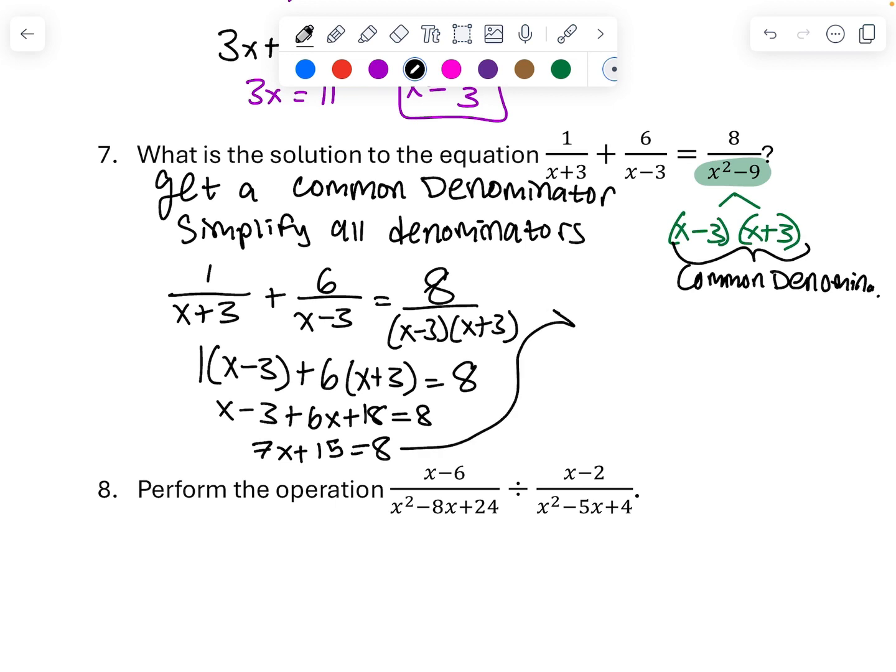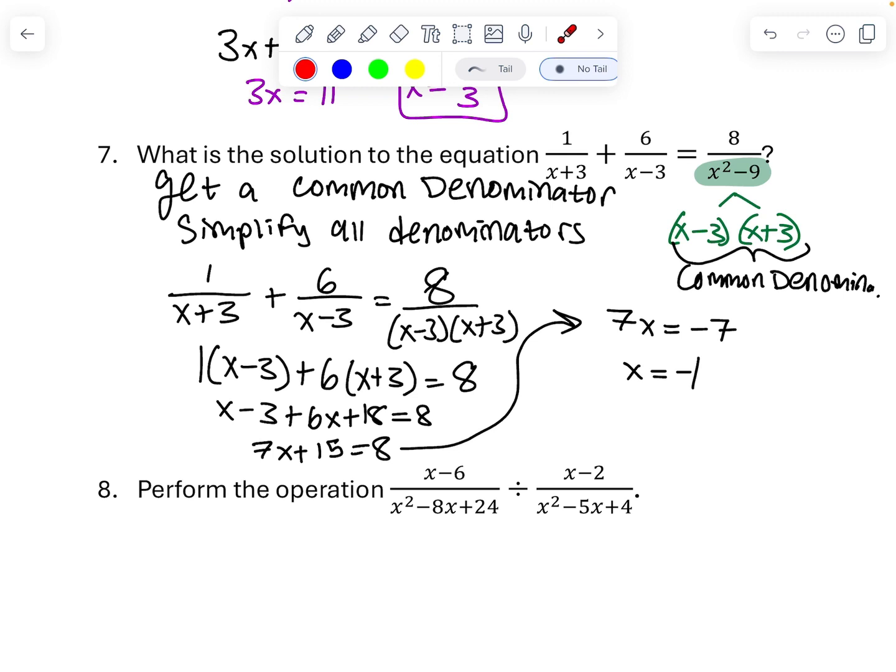So then we get 7x is equal to 8 minus 15 gives me negative 7, I believe. Yeah. And we divide by 7, x is equal to negative 1. And that is that.